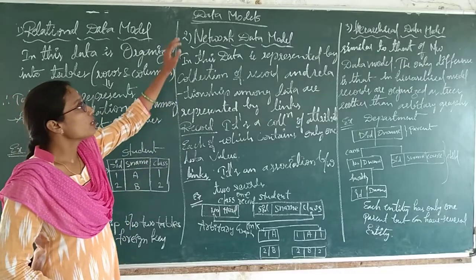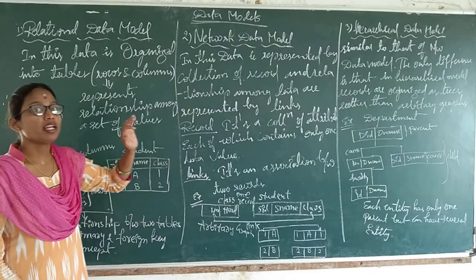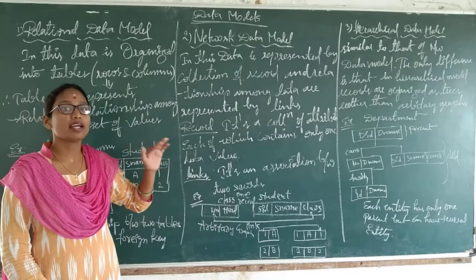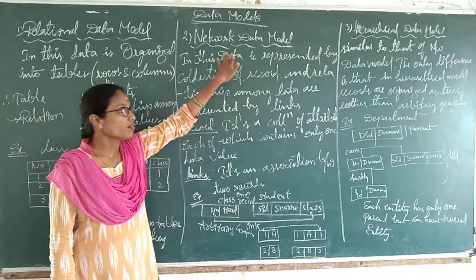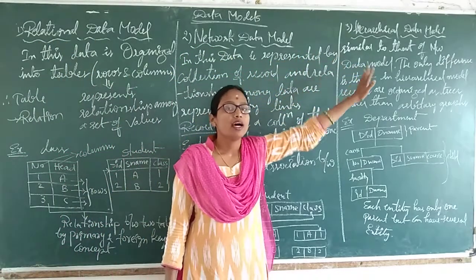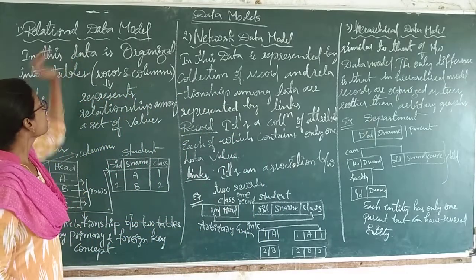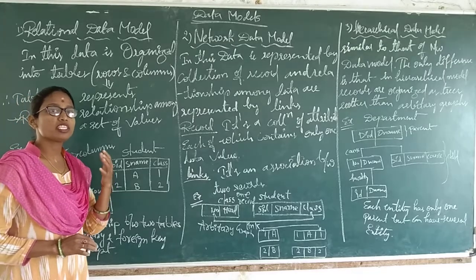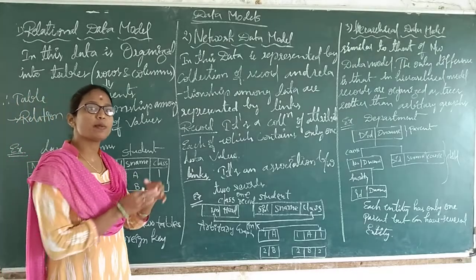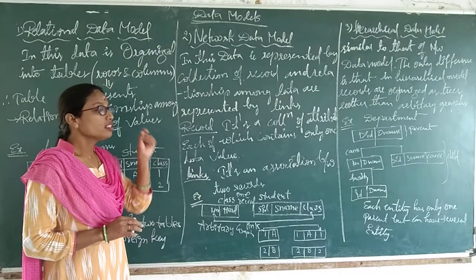In today's lecture we are learning the data models. Mainly the data models are categorized into three types: the relational data model, the network data model, and the hierarchical data model. Let us first see the relational data model. We are learning the subject RDBMS, Relational Database Management System.